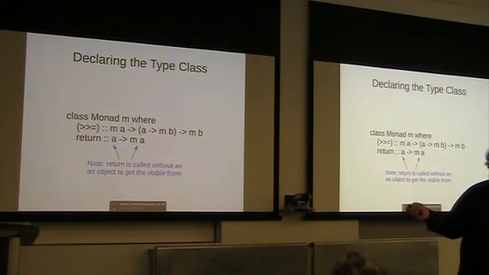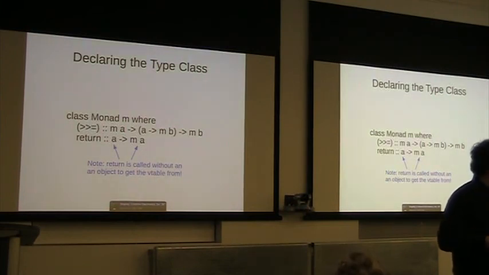The interesting thing here, where having it bound to the type instead of the object is important: the return function takes an A and returns an M A for whatever M we're defining the implementation for. But we don't have an M kicking around to get the virtual table off of. We're creating one. It's only our return type, not any of the inputs.